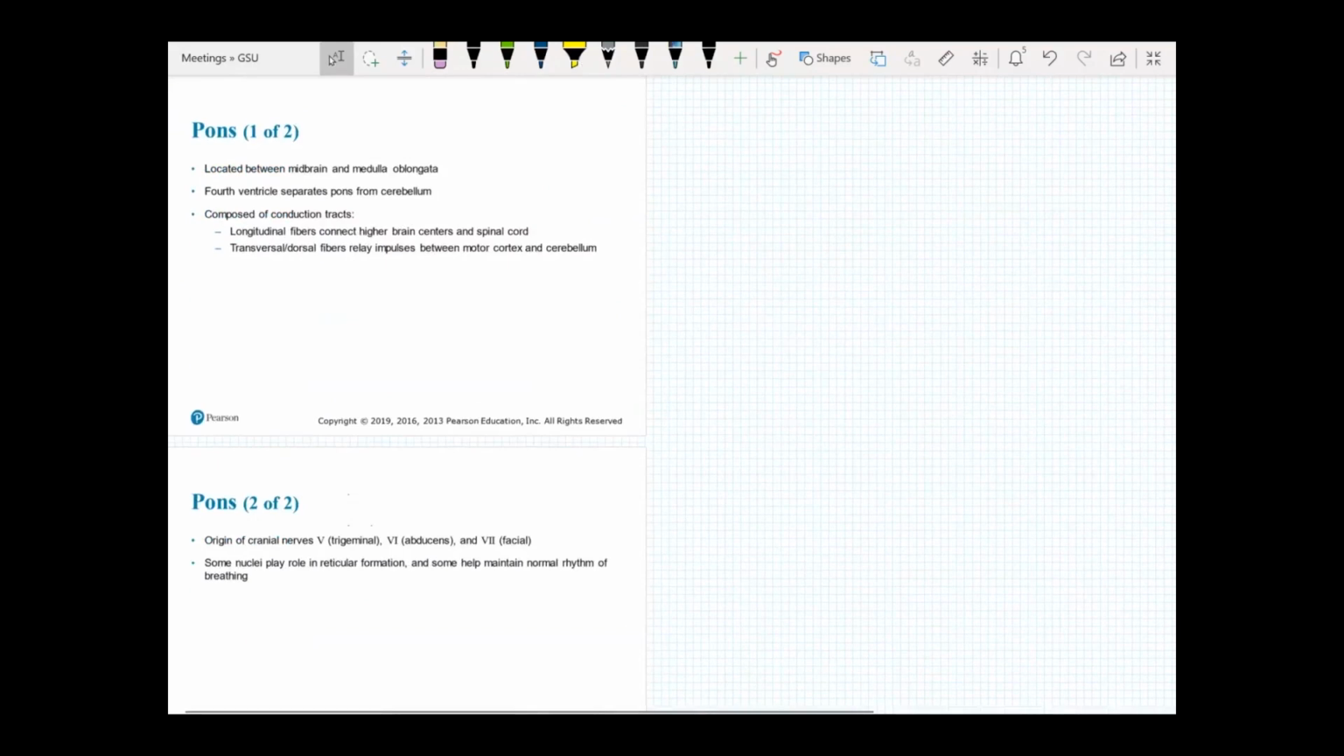Okay, so you have two more. It's going to be your pons. And when we're looking at your pons, it's connected between the two. And the big takeaway for this pons is that it's really going to be tracts. And these two tracts are going to be those longitudinal fibers that are connecting lower and higher.